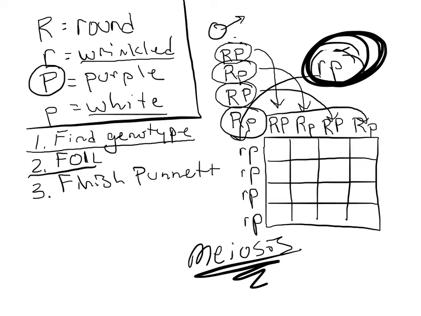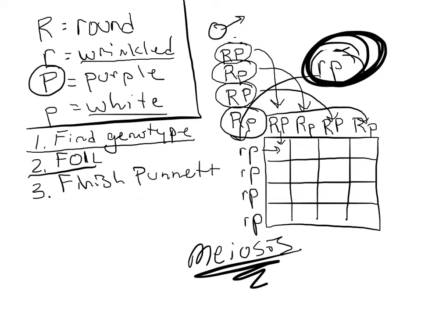Now, to finish the Punnett square, it's very simple. You bring each one of these down and over, and where the letters intersect in the box, you place all of those letters. So each box should contain 4 letters, 2 R's and 2 P's. The only rule that we have here is that we like to list the dominant alleles first, and we like to group the letters together.